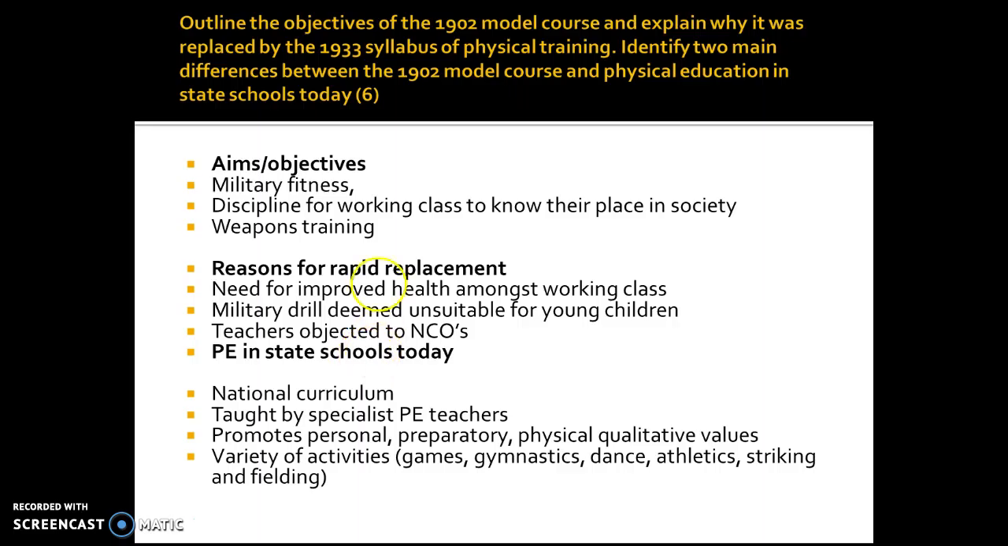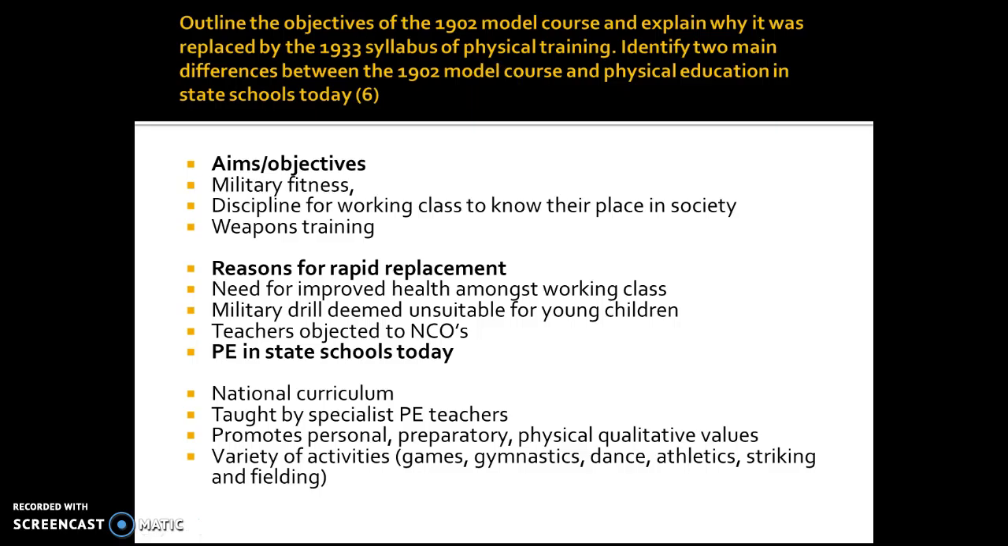Final one. I've made a mess of that one then. So outline the objectives of the 1902 model course. Explain what it replaced, the 1933 syllabus of physical training. Two main differences between 1902 and physical education in state schools today. Key focus on these questions. You're going to have objectives, methodology, one of the things that comes from that course. Then it's going to compare it usually to the one ahead of it. And finally, there'll be some kind of link to today's national curriculum.